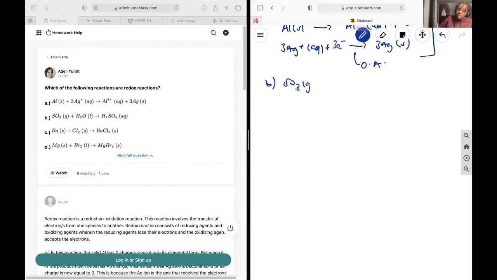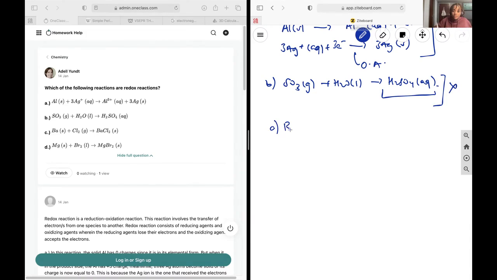We have SO3 gas plus H2O liquid to sulfuric acid. Now, by just looking at what this product is, sulfuric acid has covalent bonds within it. And so electrons are not being transferred, because covalent bonds imply that they're sharing electrons. So already I can tell that there will be no loss or gain of electrons. Electrons will simply move between the atoms. And so this will not qualify as a redox reaction.